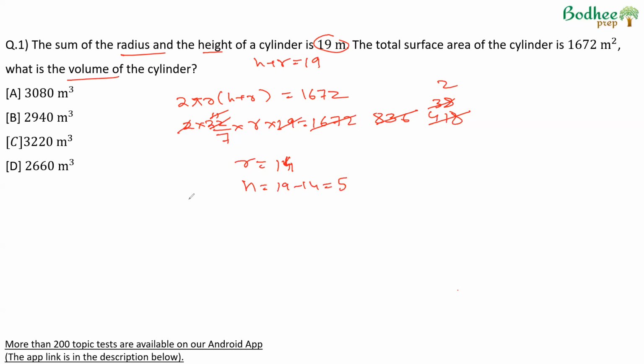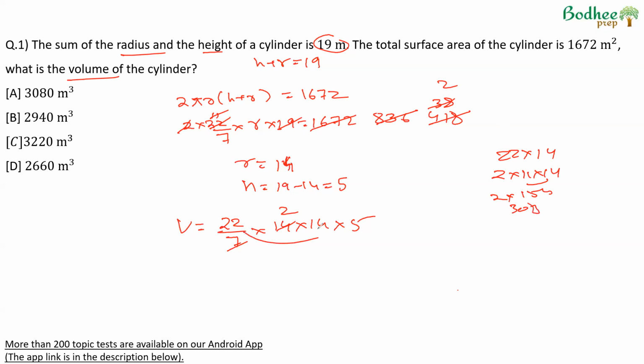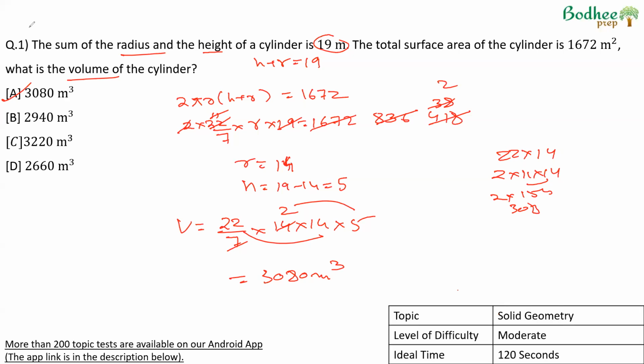What we have to find out is the volume of the cylinder. Volume is simply pi r square h, so 22 by 7 into r square into h. 7 2s are 14. What we can do now is calculate 22 into 14, which would be 2 into 11 into 14. This will be 154 into 2, which is 308. This is 308, this is 10, and therefore the volume becomes 3080 meter cube. Option A. A bit of calculation, so I'm saying moderate, but about 1.5 to 2 minutes to solve.